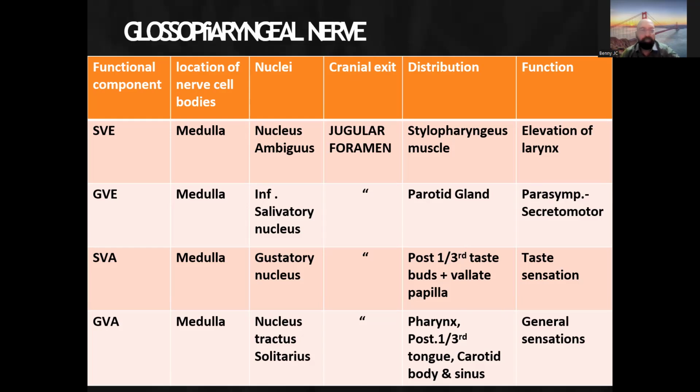I hope you have understood the basic functions of this nerve, its origin, the functional components, the nuclei, and the course from the jugular foramen till it reaches the tongue and the pharynx. And of course, we saw its distribution through the different branches, a lot of branches because of its very wide distribution. So, thank you for listening, and I hope you've got a good understanding of the glossopharyngeal nerve. Thank you.